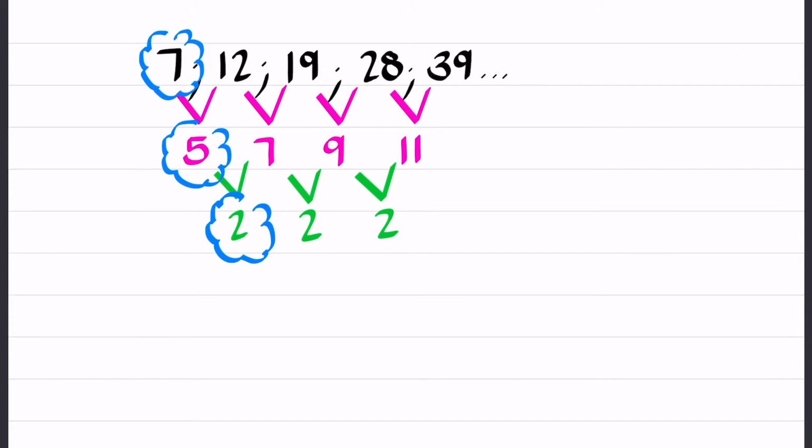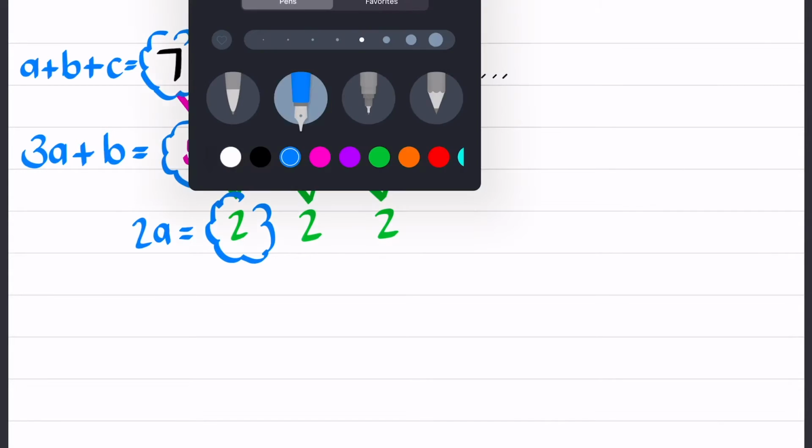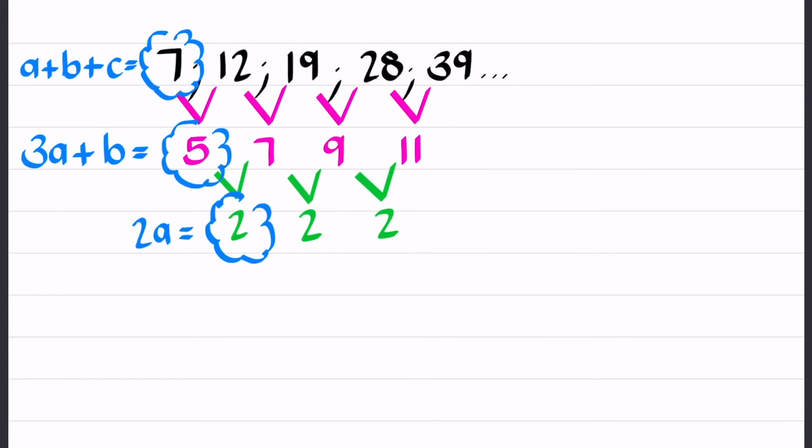And now we need to know our formulas that go with each of these terms. Alright, so now we have 2a equal to the first term of our second difference. We have 3a plus b equal to the first term of our first difference. And we have a plus b plus c equal to the first term of our sequence. So now I'm just going to rewrite my equation. So I have 2a equal to 2. I have 3a plus b equal to 5.